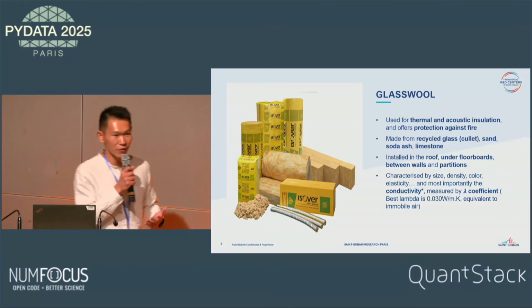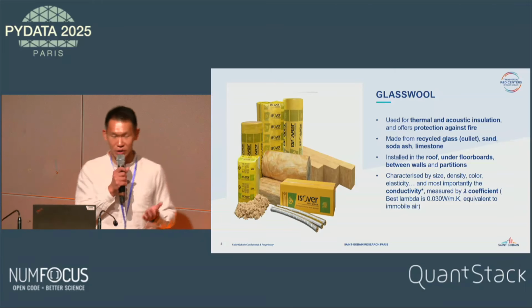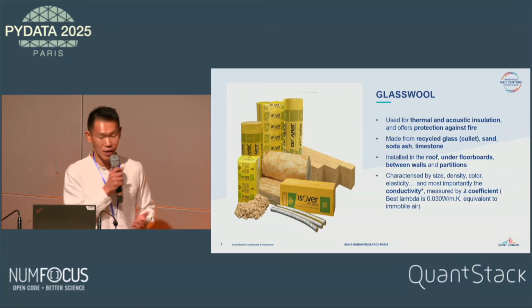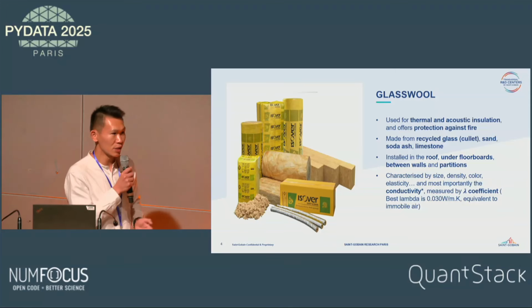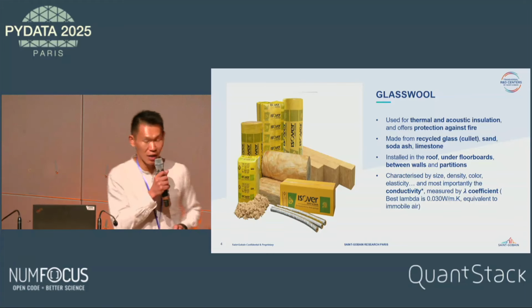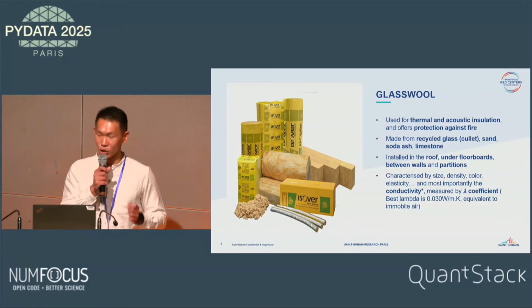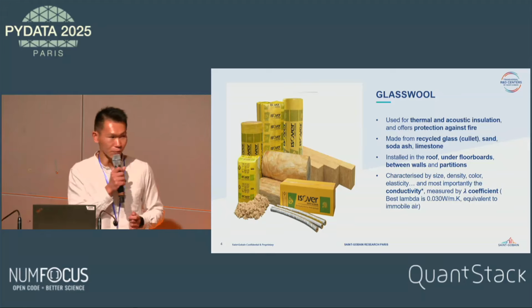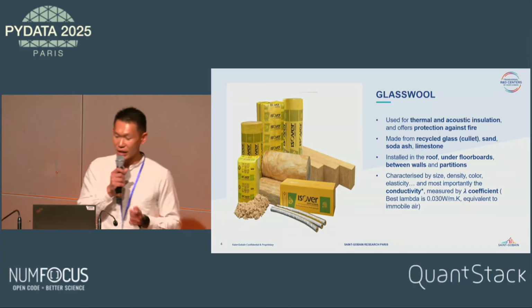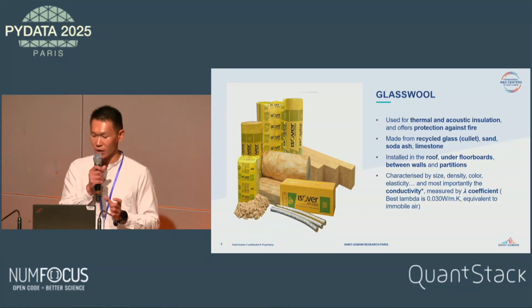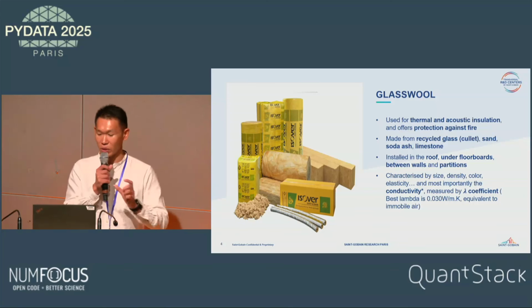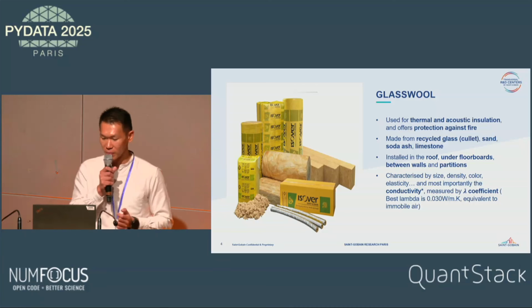And before we deliver them to our customers, we characterize them rigorously on the density, on the size, the color, elasticity, and most importantly, the thermal conductivity measured by lambda coefficient. So the lambda coefficient is a measurement of the heat transfer in the material.